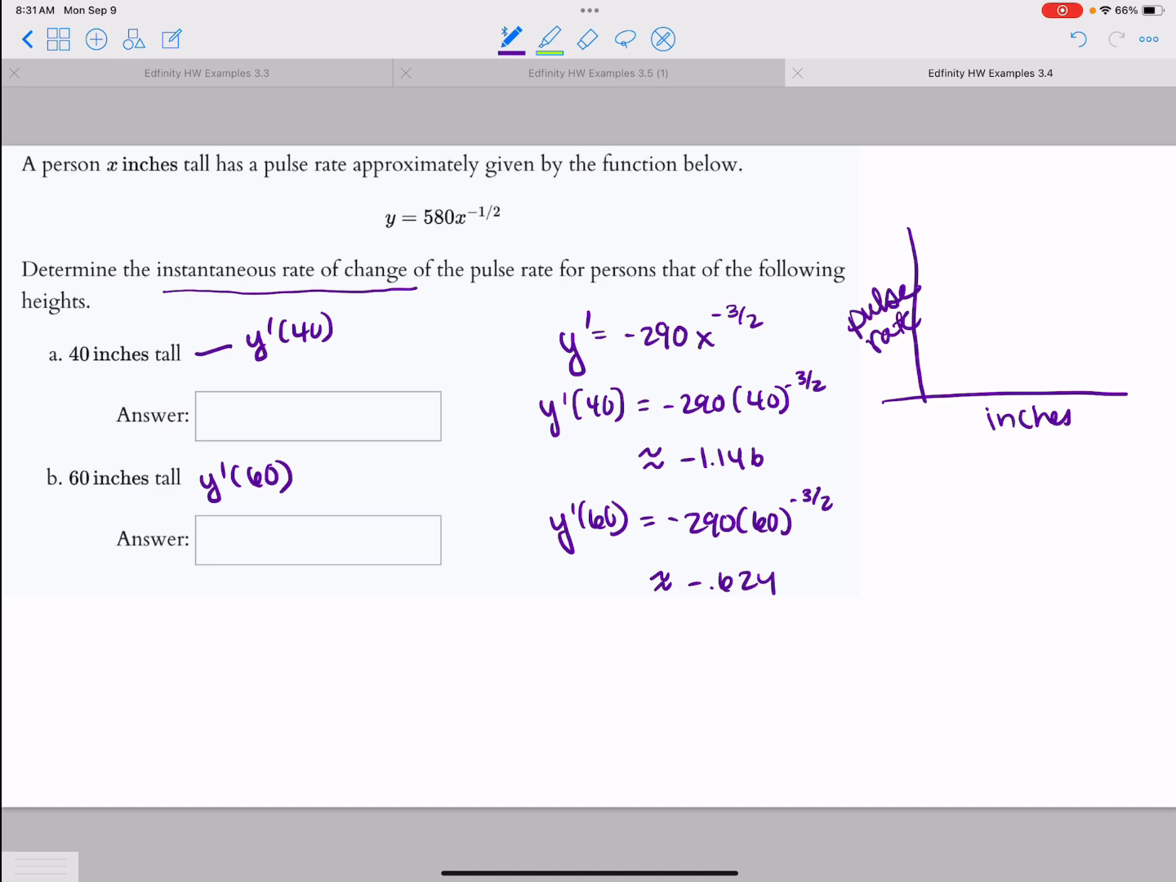0.624. Another question didn't ask this, but I'm going to just point out what this means. So let's look at y prime of 40 is equal to negative 1.146. So what this means is if you increase this 40 by 1, so if a person grows 1 inch, so goes from 40 to 41 inches, their pulse rate will decrease by negative 1.146.